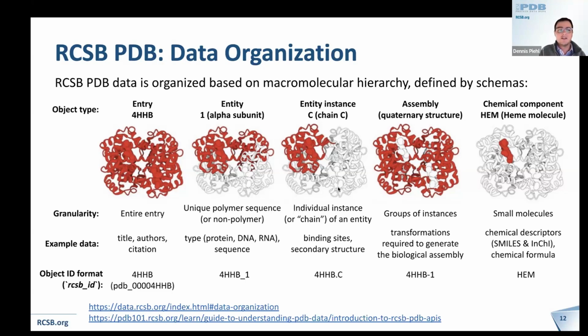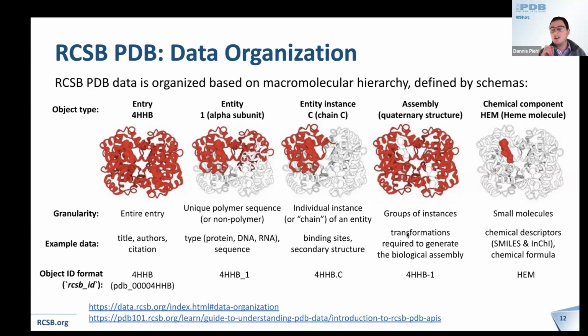So this hierarchy allows us to organize data based off of what's relevant for each hierarchical level. For example, information like the title and authors and citation of a structure belong at the entry level because that describes the entire structure. Whereas information like the different sequences that are a part of the structure and the type of those sequences, whether they're protein, DNA, or RNA, that belongs at the entity level. Furthermore, different chains can exhibit different binding sites or secondary structure, and so that belongs at the instance level, and so on and so forth for the other hierarchy levels.